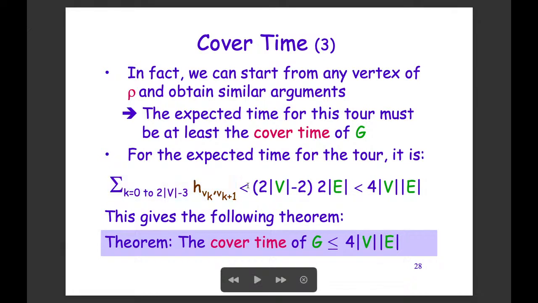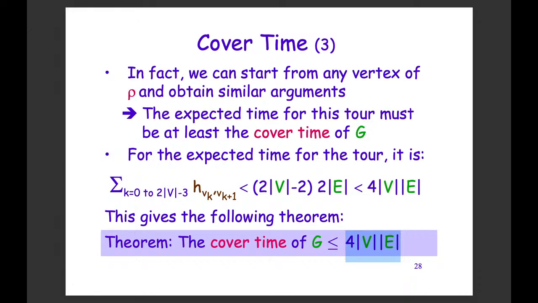And then this is less than what? This is less than there are 2v minus 2 edges, and then for each edge, the expected time is 2 times e. So in the end, we will have a bound of 4 times v times e. Recall that this is the upper bound on the cover time starting at v0, and in fact it is independent of the vertex that we chose at the beginning. So we will see that the expected cover time of a graph must always be less than 4ve. So here we have the expected cover time of G is less than or equal to 4 times v times e.